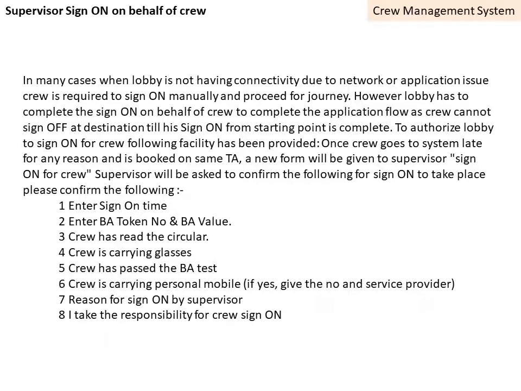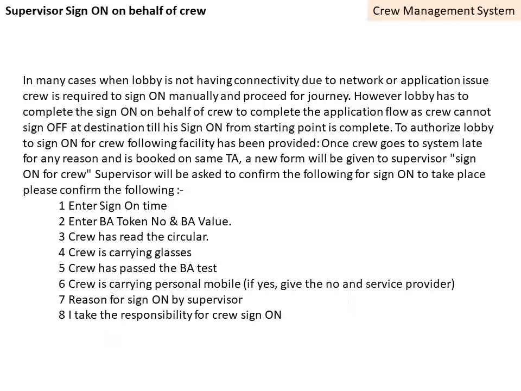Supervisor signs on behalf of the crew. In many cases, when the lobby does not have connectivity due to network or application issues, the crew is required to sign on manually and proceed for the journey. However, the lobby has to complete the signing on behalf of the crew to complete the application flow, as the crew cannot sign off at the destination until signing on from the starting point is complete. To authorize the lobby to sign on for the crew, the following facility has been provided.